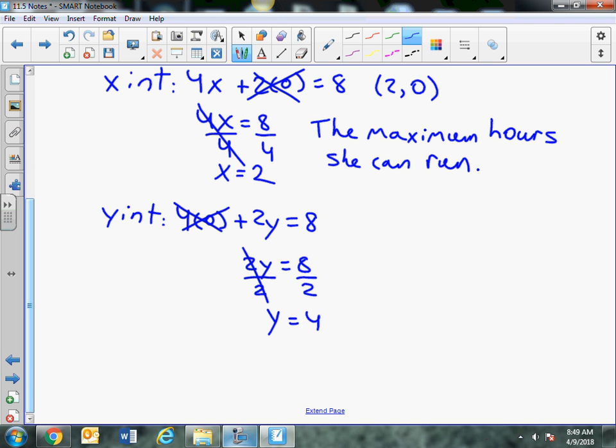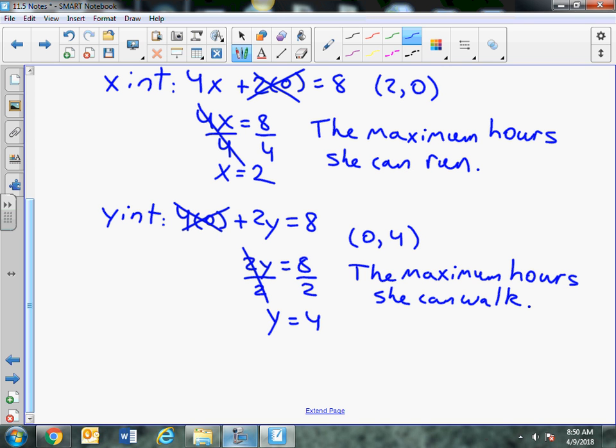All right, so (0, 4) is our y-intercept, and again, this is the maximum hours she can take off. So really, anything more or less, you wouldn't be hitting 8. And again, 8 is equal to 8, so it has to be exactly 8 miles.